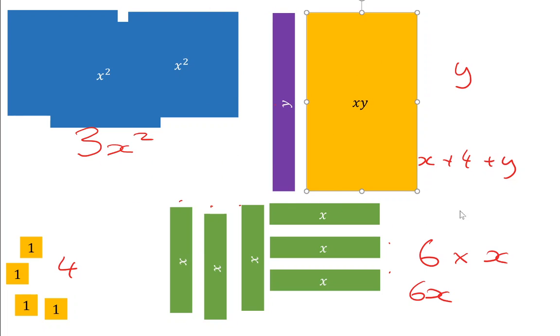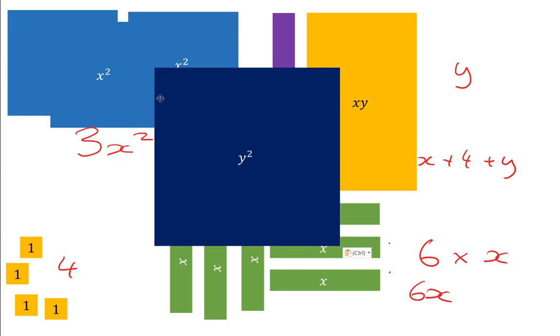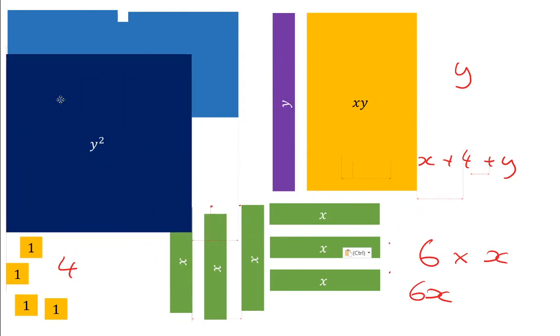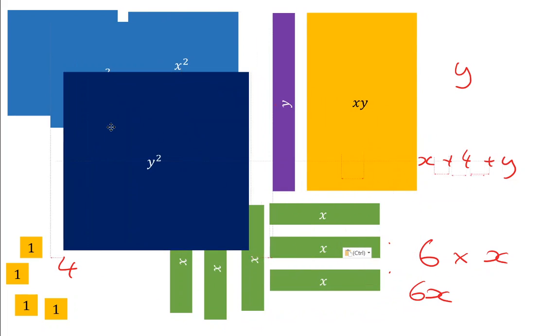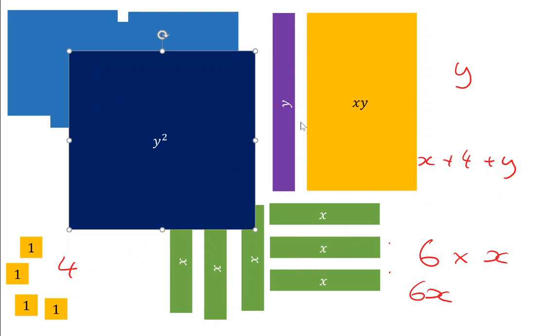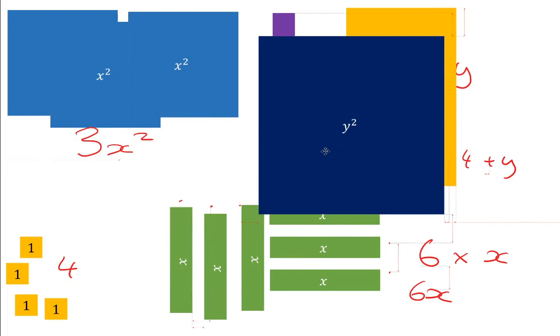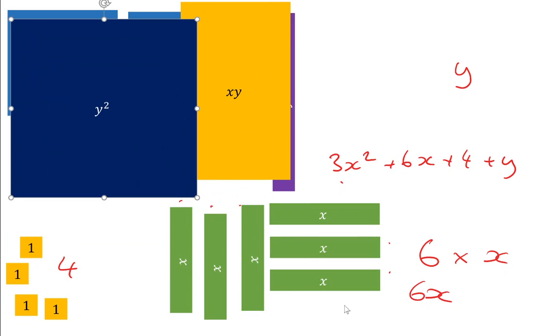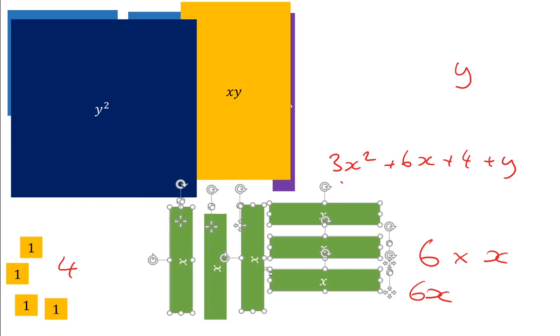And again, if I look at the y, I could make a y squared block by getting that y and making it the same width and the same height as that y block. So we can't add any of these things together if any of the letters are different. So as long as all of the letters are the same, we can add them together. So here we've got 5 x's.